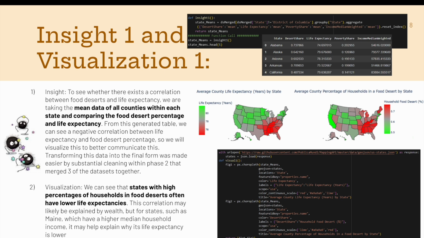For our insight, we wanted to see the mean data of all counties within each state and compare the food desert percentage and life expectancy. To the top right is where our code and the table provided is. And for our visualization, we can see that states with high percentages of households in food deserts often have lower life expectancies. This can be seen right here with the two maps of the US, where the southeast has a lower life expectancy compared to the northwest. And here's our code again, showing our visualization.